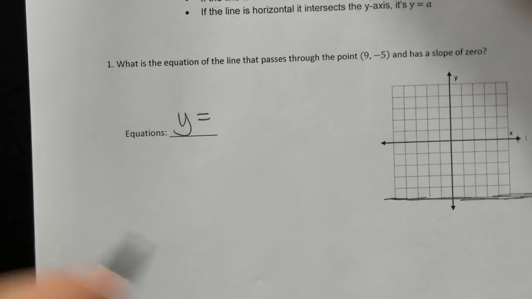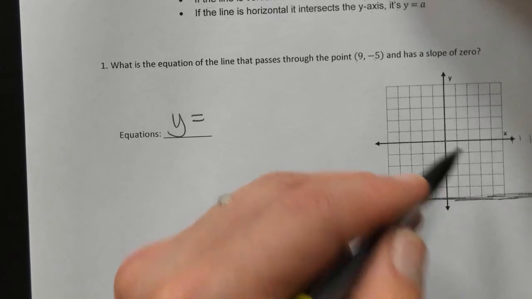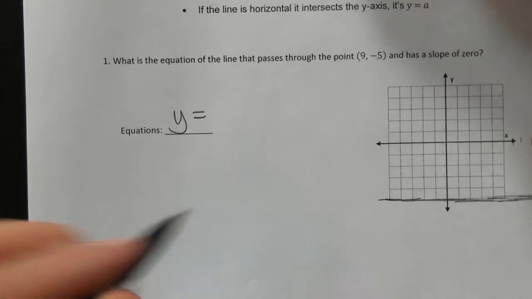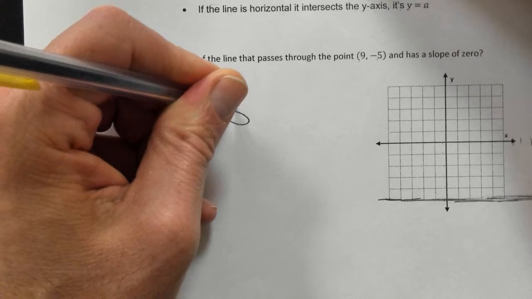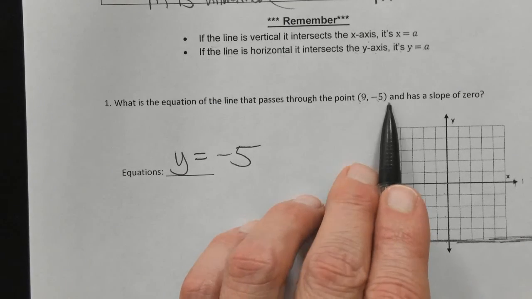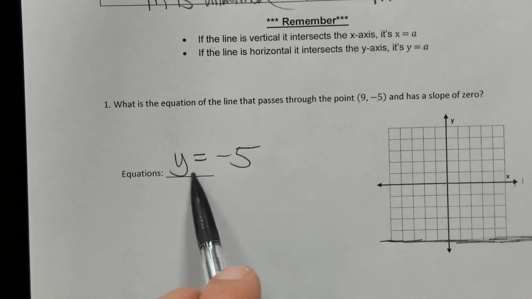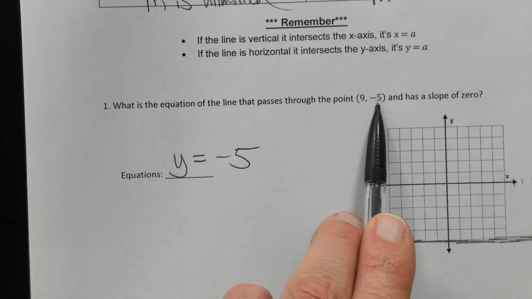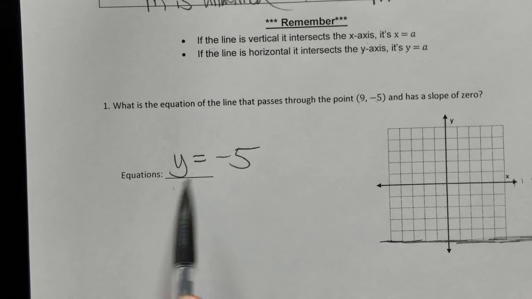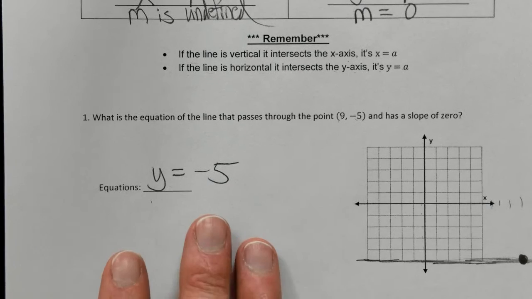But remember, y equals what? It's going to be y equals wherever it crosses the y-axis. And in this case, that is going to be -5. So y equals -5 is going to be the correct answer. Here's another shortcut. If you have a point that the line's going through, which they've given us here, then it's just going to be y equals whatever the y coordinate is. The y coordinate's -5. The equation is going to be y equals -5. So that's a couple of different ways that you can come up with the equation there.